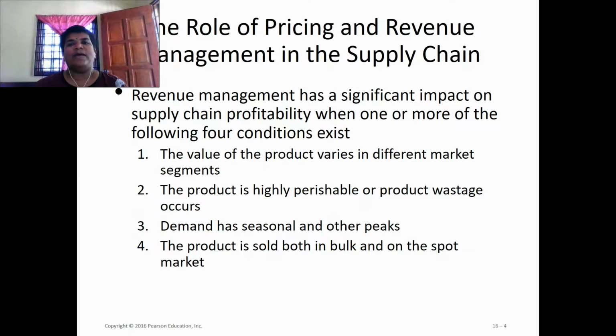Revenue management has a significant impact on supply chain profitability when one or more of the following four conditions exist. The value of the product varies in different market segments. The product is highly perishable or product wastage occurs. Demand is seasonal with other peaks, and the product is sold both in bulk and on the spot market.